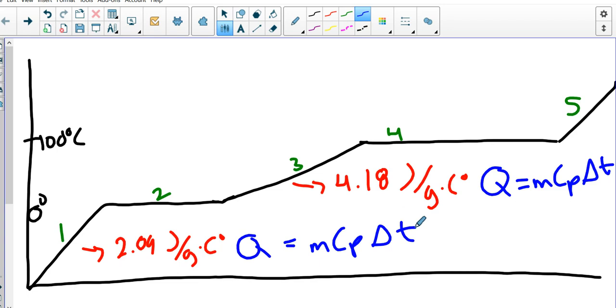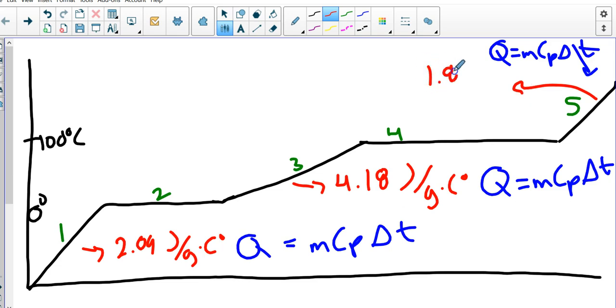That's number 5. And here I'm going to use, guess what? The same formula. Q equals mass times specific heat times delta T, because there's a temperature change. And the value for the specific heat capacity of steam, or water vapor, it says gas here, is 1.84 joules per gram times degrees Celsius. That looks kind of messy.